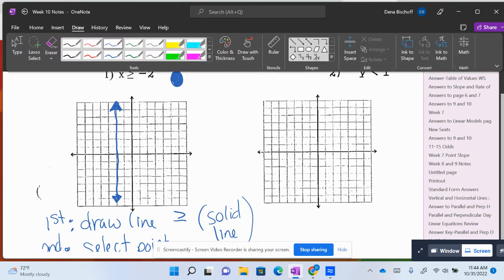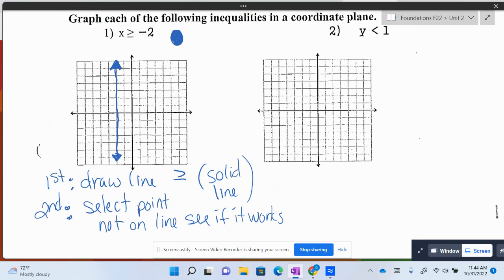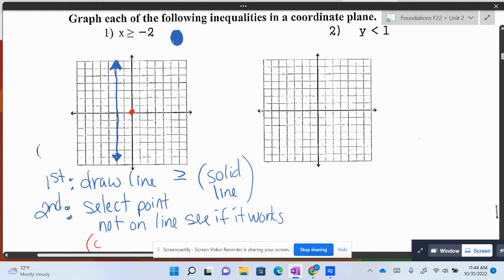So I think that I want to change my color to red. I try to always choose the test point 0, 0 if it's not on the line. So I'm going to choose that test point 0, 0. The point that I'm choosing is the ordered pair 0, 0, and I'm going to plug it into the equation for my inequality.